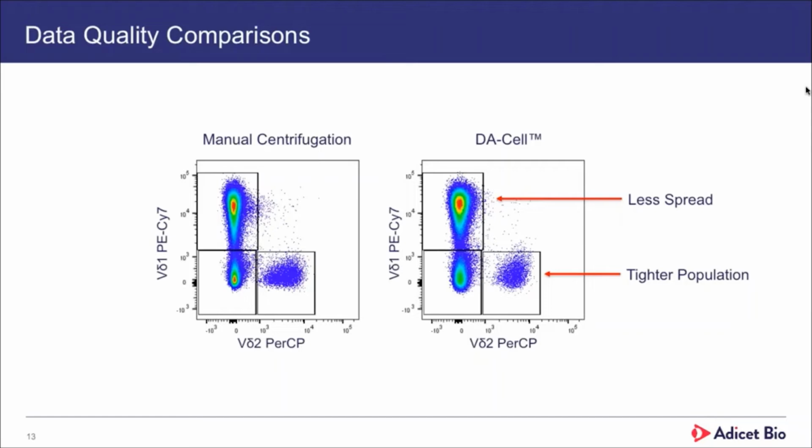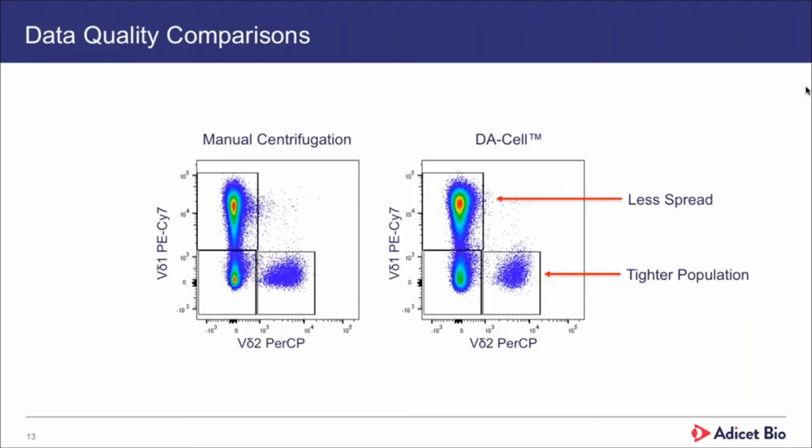On the left-hand side, you can see manual centrifugation, where we're comparing this V delta 1 versus the V delta 2 subset. And on the right side, you can see the DA cell. And there's already some striking visual differences between the two. So if you look at the V delta 1 single positive population in the upper left, the DA cell material consistently comes with less spread and less fanning of that single positive population. So we get a cleaner population.